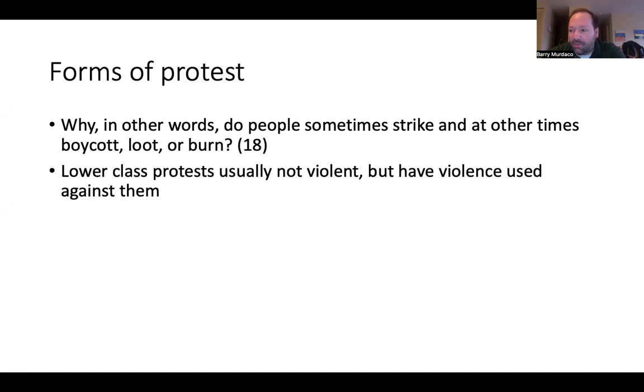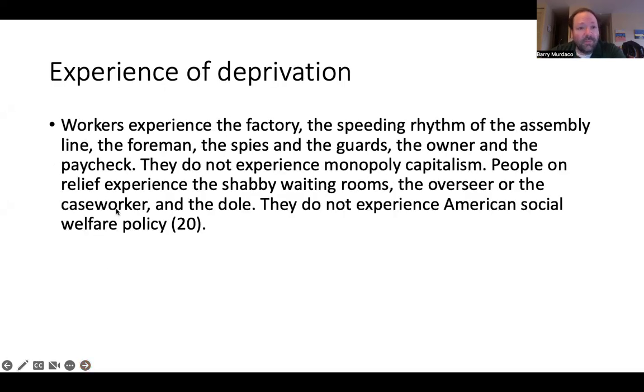As they point out, if you're a mass of unemployed people, then obviously you can't go on strike. So the kind of political protest that you adopt is also going to be largely determined by your social situation. They also point out that lower class protests are usually not violent, but often have violence used against them. They usually start out as nonviolent movements, but if they turn violent, the violence is usually enacted by the state, or in some cases by the companies or the employers.